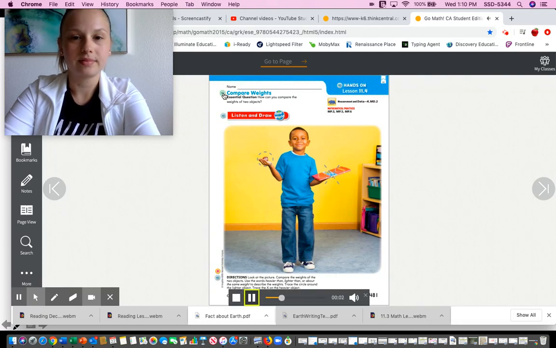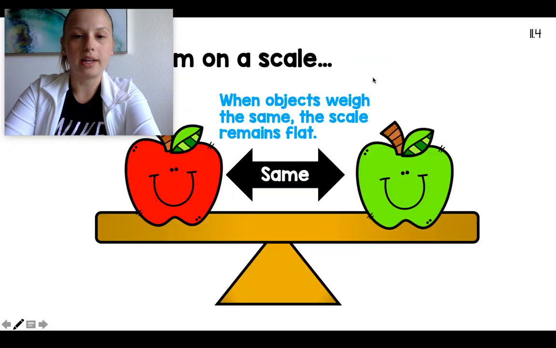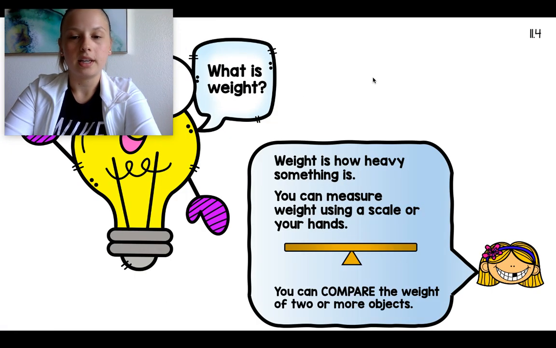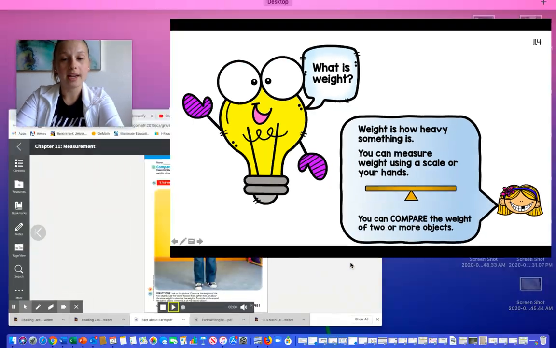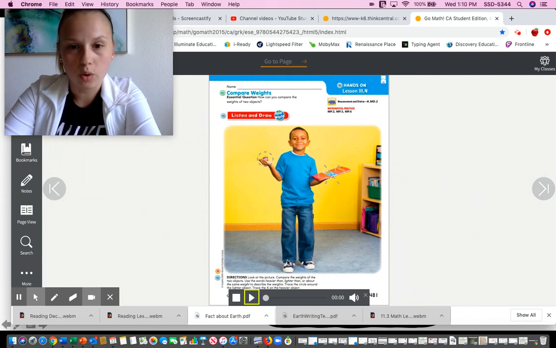Compare weights. Essential question: How can you compare the weights of two objects? Well, we talked about comparing weights. We said the different ways that we could weigh them is by using a scale or by using our hands, right? So here's the picture of the boy, and I want you to take a second and see what he's holding.